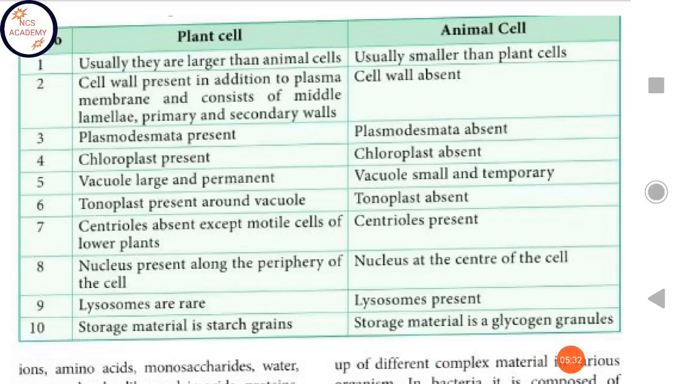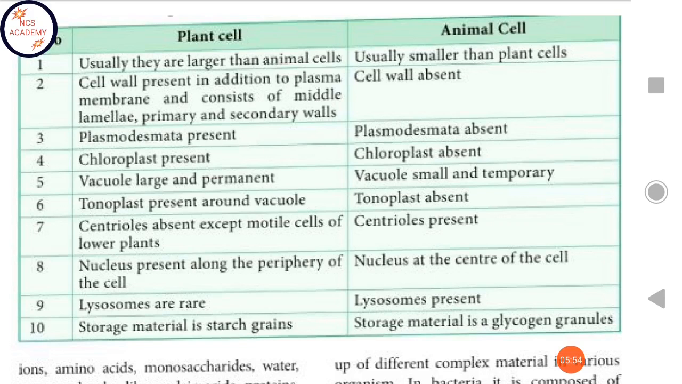Difference between plant cell and animal cell. There are 10 differences given here. You have to go through this table and write all the 10 points. What are they? Simply I can explain this. The plant cells are usually larger than animal cells. Animal cells are usually smaller.